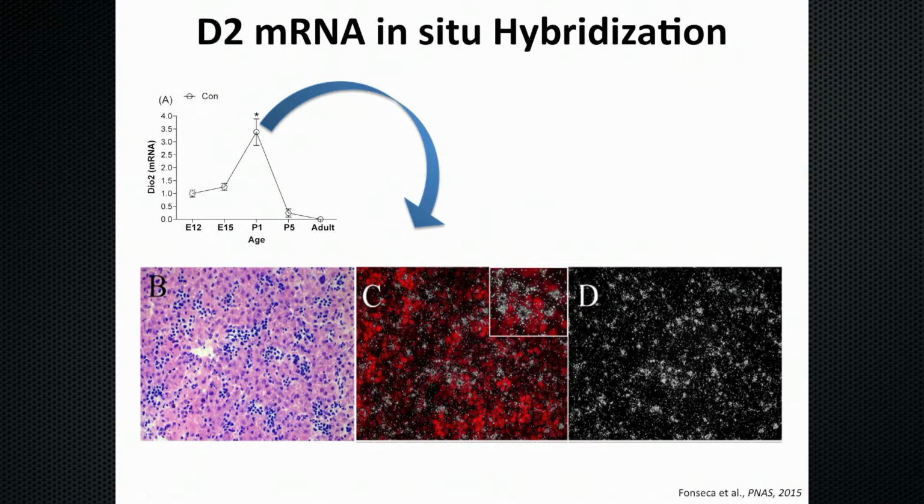can see here the H&E staining of the hepatocytes. And in C and D, you can see those white blotches that look like stars. That is the D2 showing there. And you can see in P1 liver, it looks like you're looking into the Milky Way. There's a lot of stars there. The D2 is diffusely expressed throughout the liver.